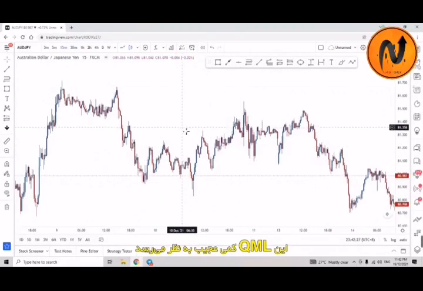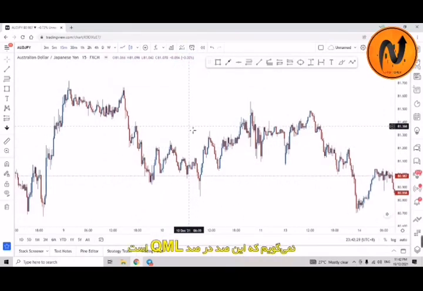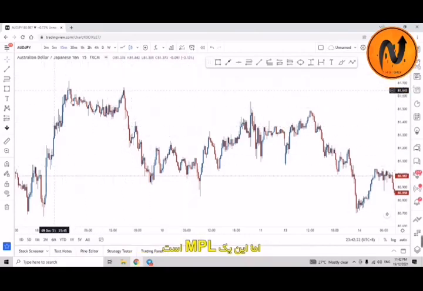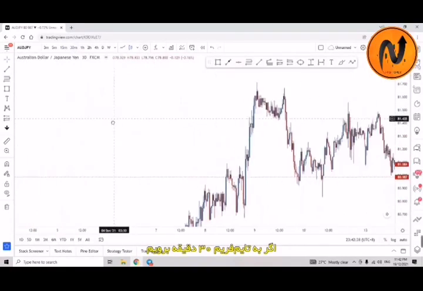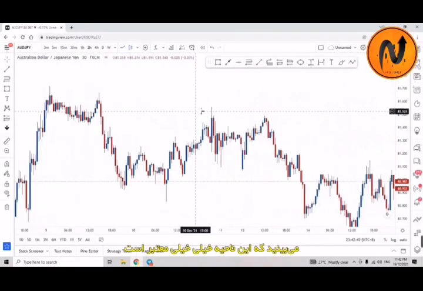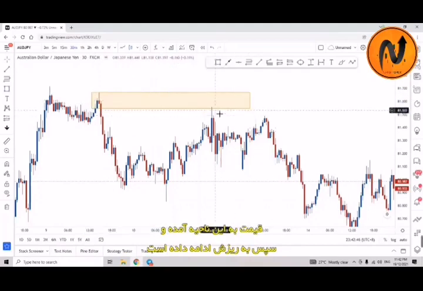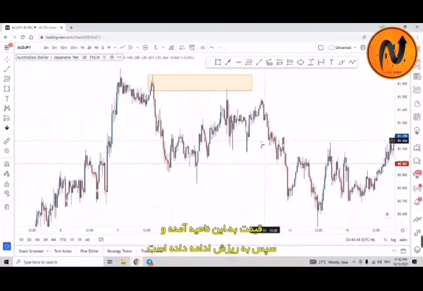It looks a bit weird. I won't say that it's 100% a QML at this point, but that is an MPL. If you look at M30, this is a very, very valid zone. And of course, the price came into this area and then continued going down.